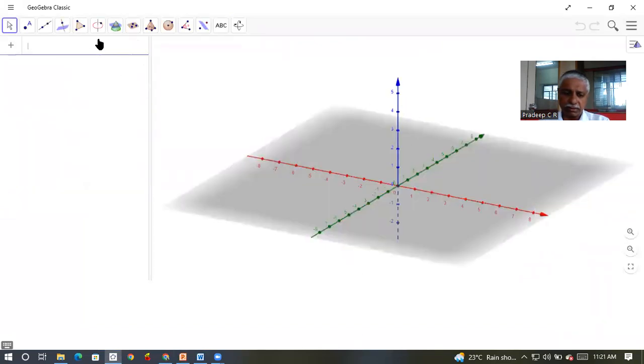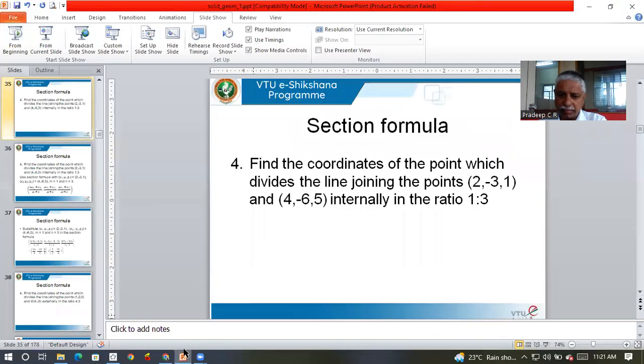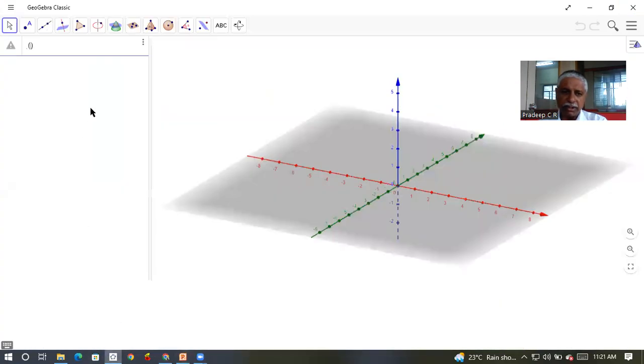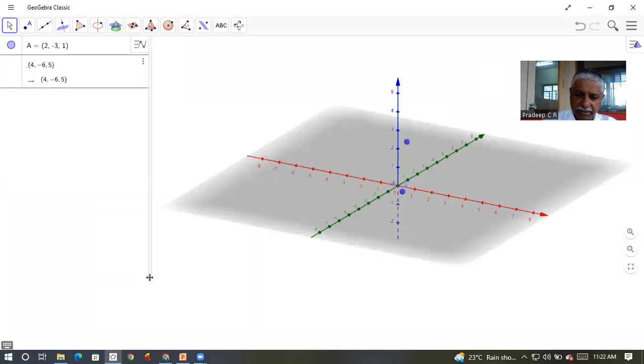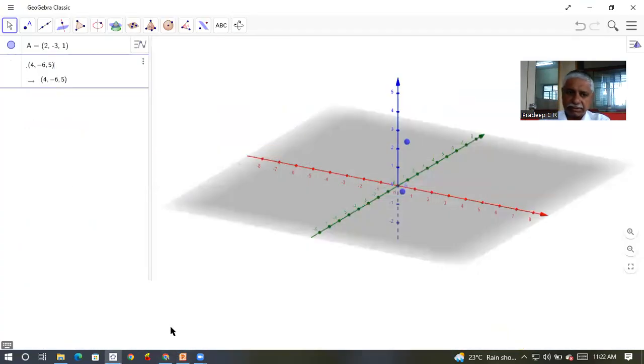So I want the point, what are the coordinates there? Sorry, I don't want the syllabus I have seen already, I want the PPT. 2 comma minus 3 comma 1. This is the point. You can see point A has come here in the picture. And the other point is 4 comma minus 6 comma 5, correct? So this is the other point.